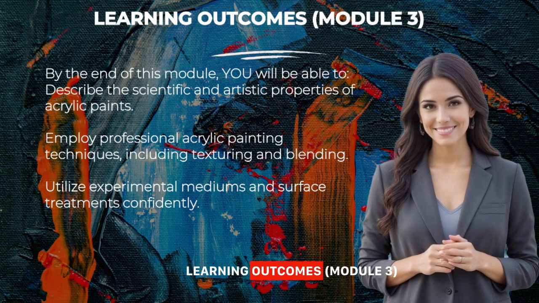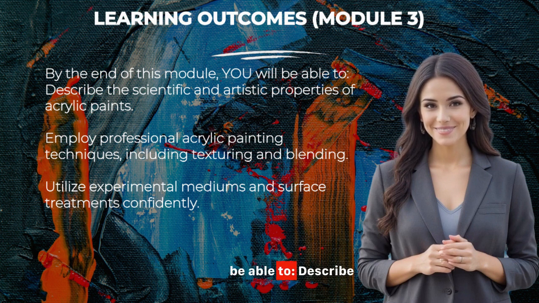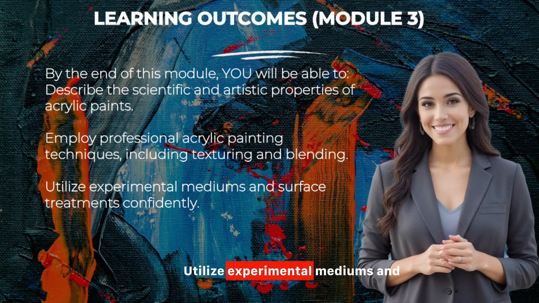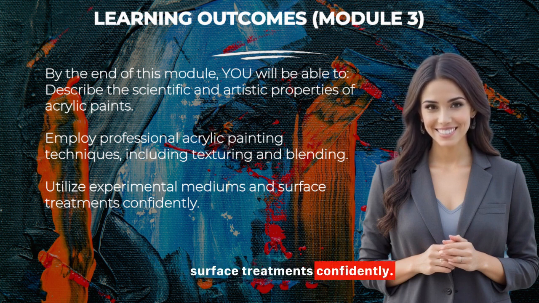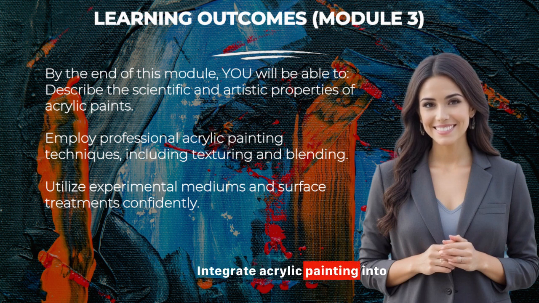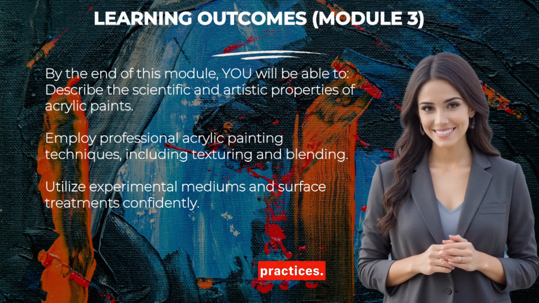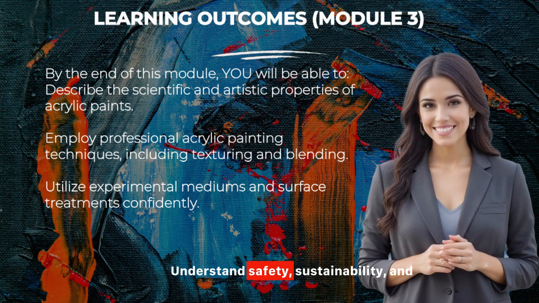Learning outcomes. Module 3. By the end of this module, you will be able to describe the scientific and artistic properties of acrylic paints, employ professional acrylic painting techniques, including texturing and blending, utilize experimental mediums and surface treatments confidently, integrate acrylic painting into mixed media and digital art practices, understand safety, sustainability, and archival issues in acrylic painting.